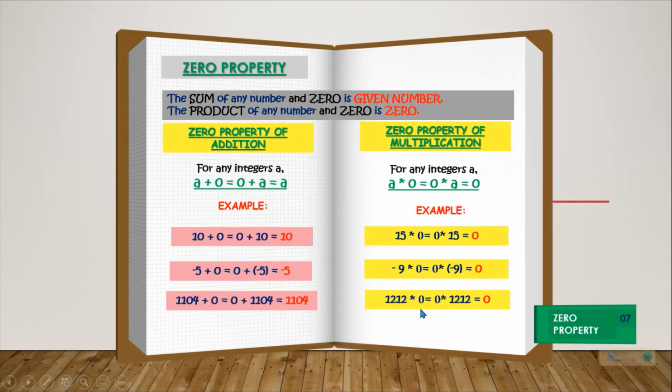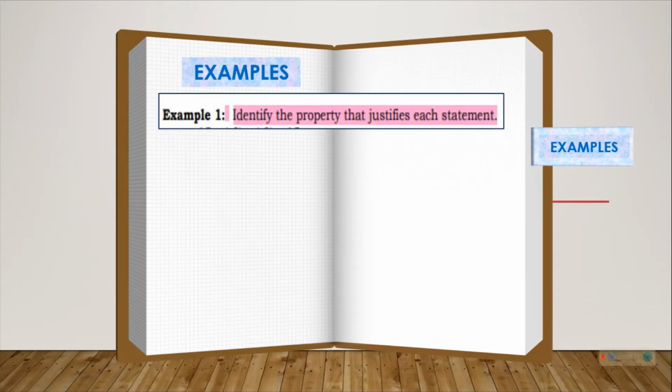1,212 times 0 is equal to 0. Times 0 is equal to 0 times 1,212, still 0. Okay, for example, identify the property that justifies each statement. So, letter A, 15 plus negative 8 is equal to negative 8 plus 15. Kung mapapansin nyo, nagpalit lang sila ng posisyon. So, anong property ngayon ang ina-apply dito?